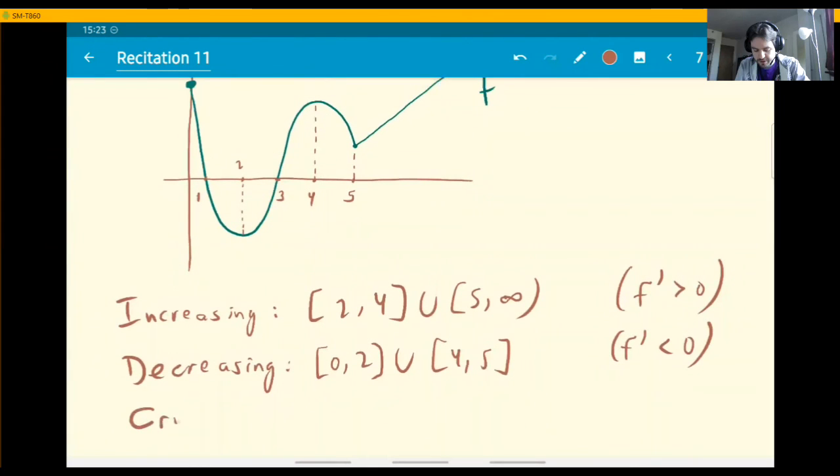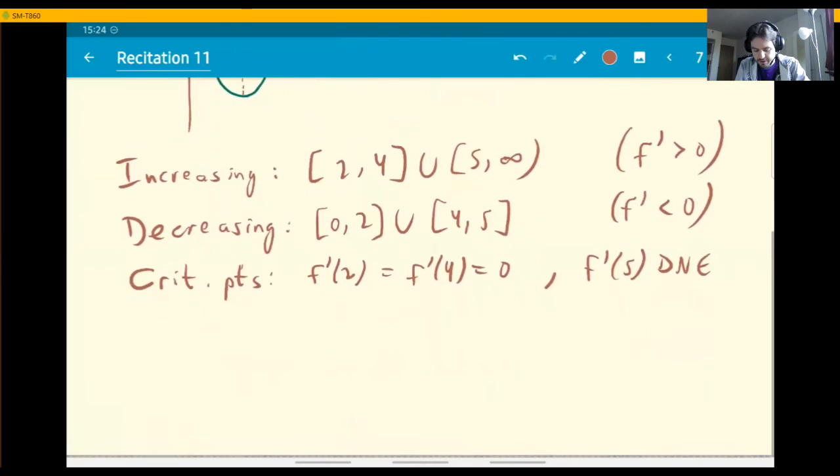Critical points, locations where f prime either does not exist or is equal to 0. The points 2 and 4 have a horizontal tangent line. So f prime of 2 and 4 are both 0. But the point 5 has a cusp. f prime of 5 does not exist. With this, you have enough to draw the graph of f prime.